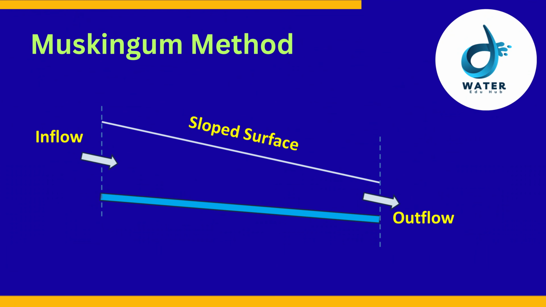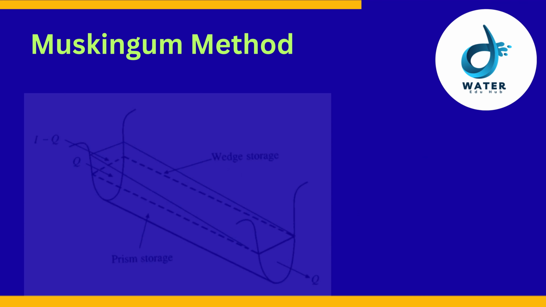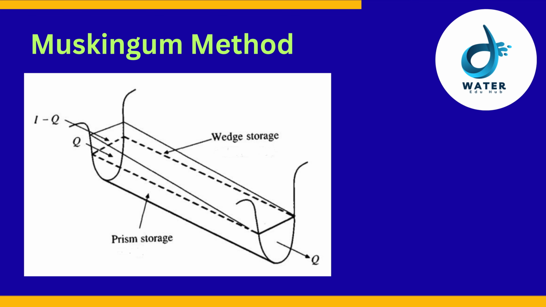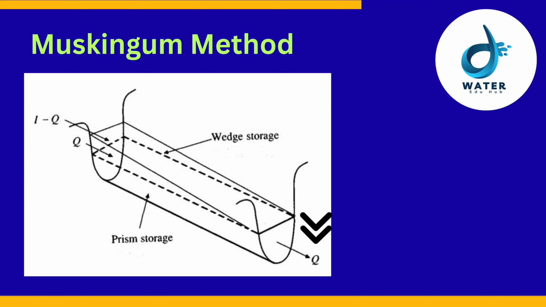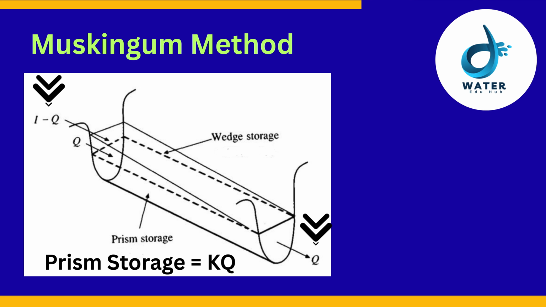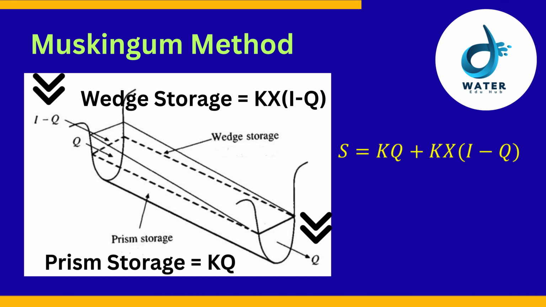The water surface in channels is sloped, and storage is influenced by both inflow and outflow. Storage in channels can be approximated by combining two storage types, prism storage and wedge storage. The prism storage is related to the output and is shown as KQ. The wedge storage, however, relies on the difference between inflow and outflow and can be calculated as Kx multiplied by I minus Q. We call this equation 1.